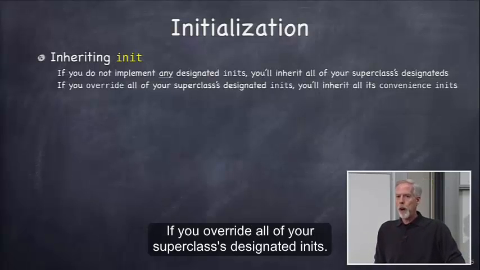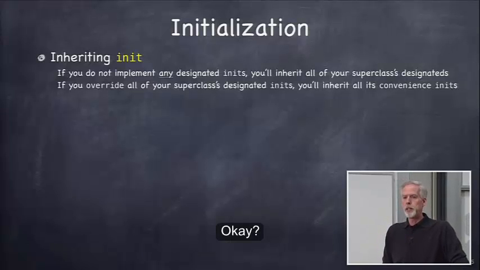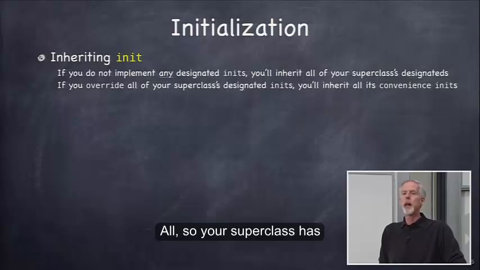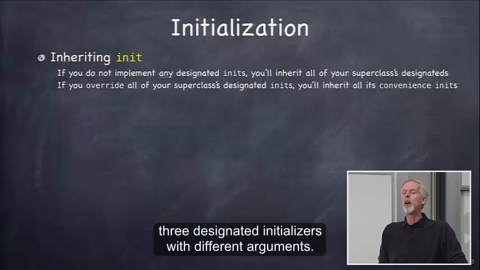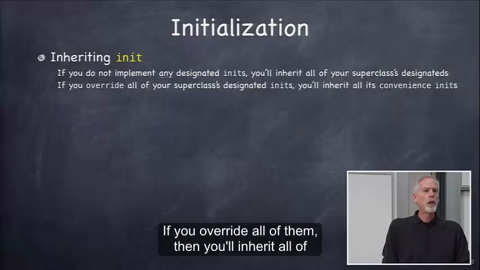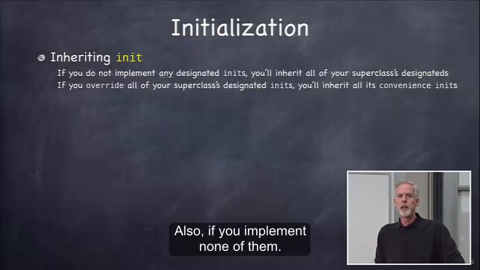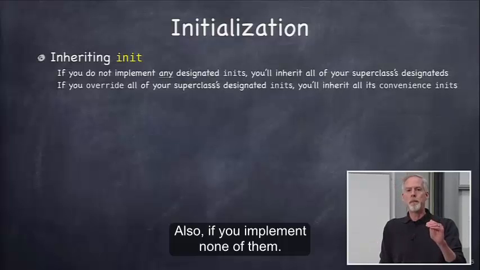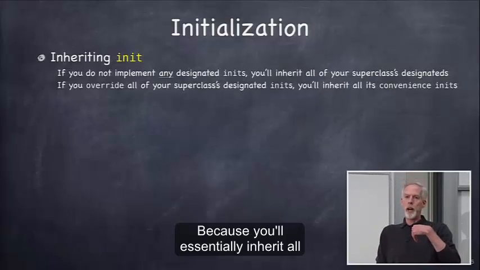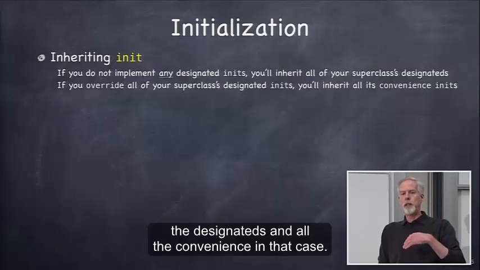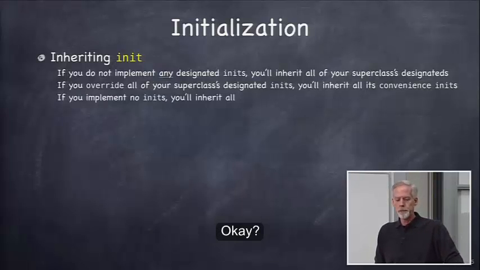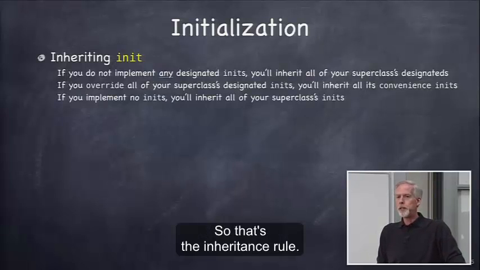If you override all of your superclass's designated inits, okay, so your superclass has 3 designated initializers with different arguments, if you override all of them, then you will inherit all of your superclass's convenience initializers. Also, if you implement none of them, you'll essentially inherit all the designateds and all the convenience initializers in that case. Okay? So that's the inheritance rule.